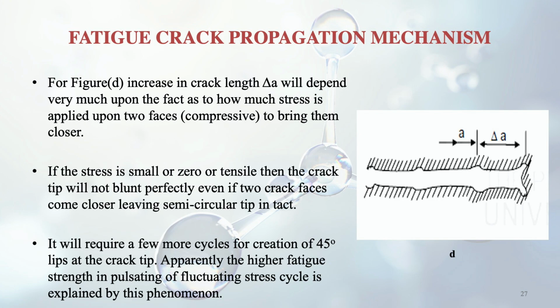And then it will require a few more cycles of this loading, meaning loading and then load reversal, for creation of 45-degree lips at the crack tip. Apparently, the higher fatigue strength in pulsating or fluctuating stress cycle is explained by this phenomenon. So fatigue type of loading and fatigue strength is being explained here by this phenomenon.